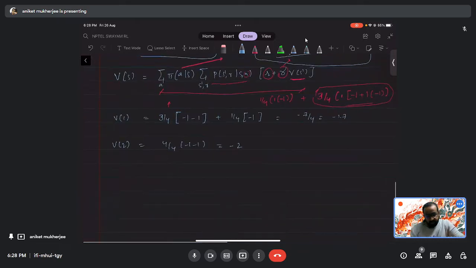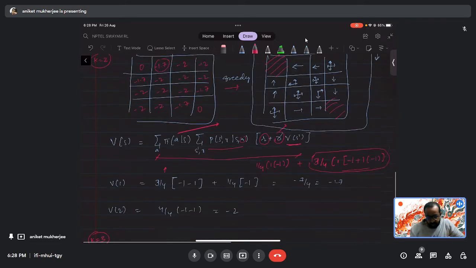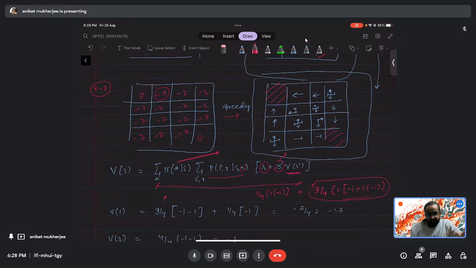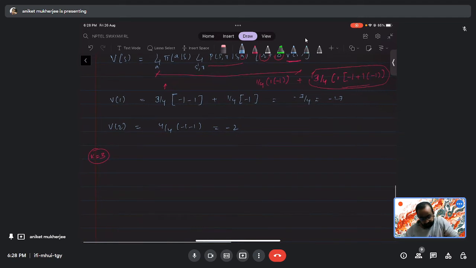Okay, so now let's do k equal to 3. V of the terminal state would be 0 and 0. That I think everyone is fine with, right? Do you want to calculate V1, or is it okay if I just note down the values? Are you fine with it? Noting down the values is fine. Yeah, I'll note down the values.